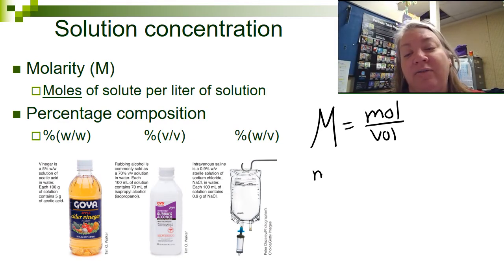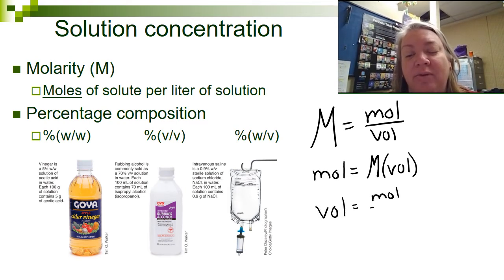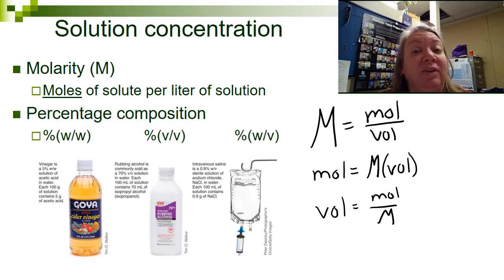You could actually solve for moles. We do that a lot when we're trying to make up a solution and we're trying to figure out how many grams to use. So that would equal molarity times volume. And here, this volume has to be in liters because that's the definition. And then finally, you could rearrange to solve for volume. That's going to be moles divided by molarity. So a couple different ways we can look at this particular equation.